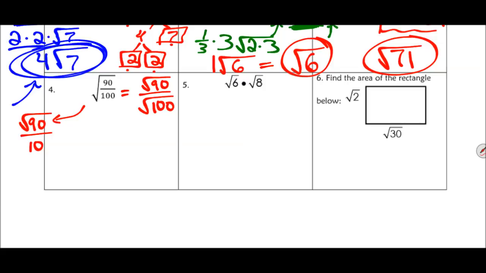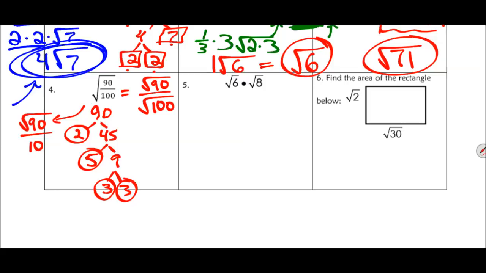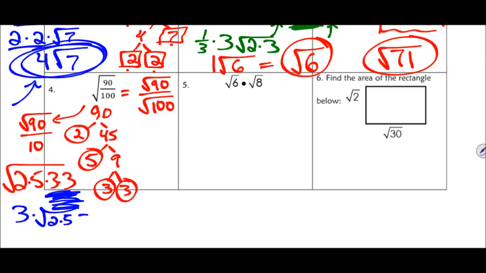This can be simplified. So I'm going to break that down into its factors. Into 2 and 45, then 5 and 9 from that 45, and then from that 9 I can break that down a little bit farther, giving me 2 3s there. So the square root of 90 is really 2 times 5 times 3 times 3, and that gives me 1 pair of 3s in there, which means I have 3 times the square root of 2 times 5, or 3 times the square root of 10.